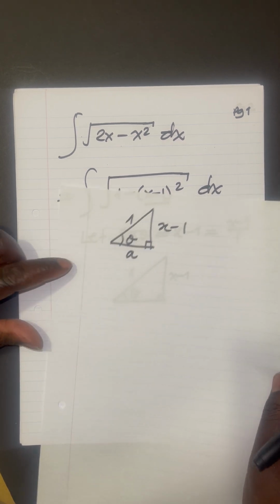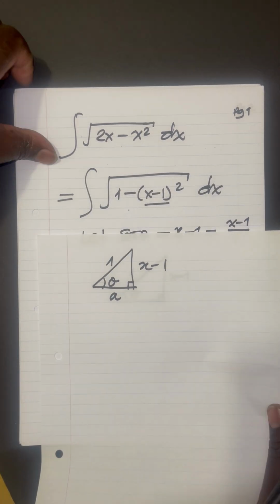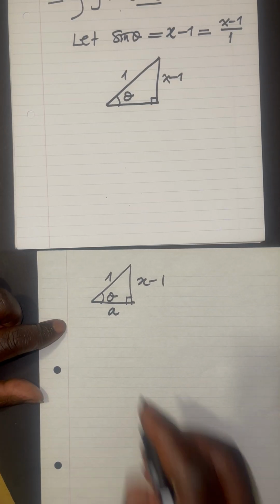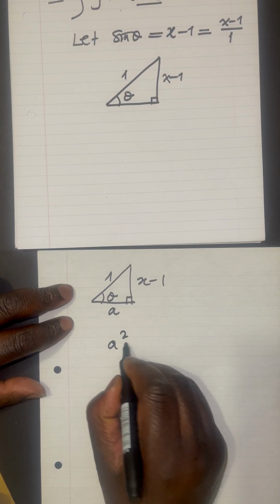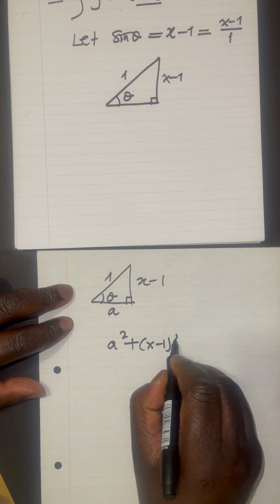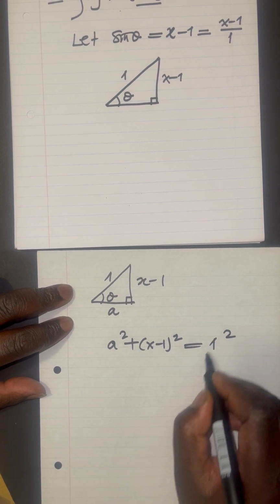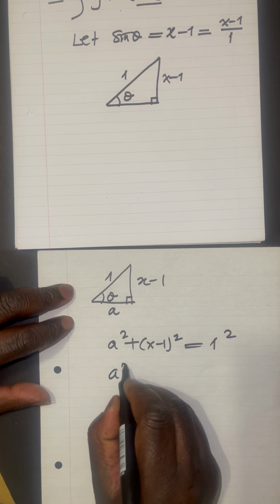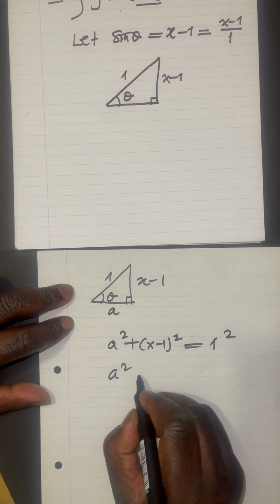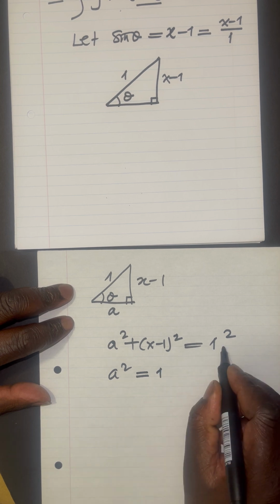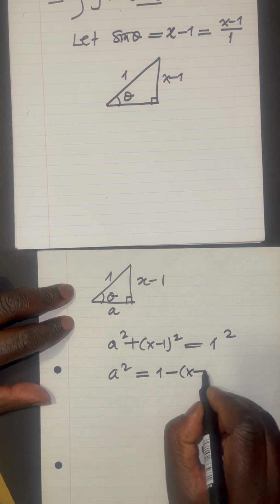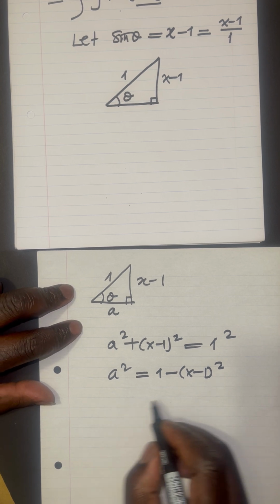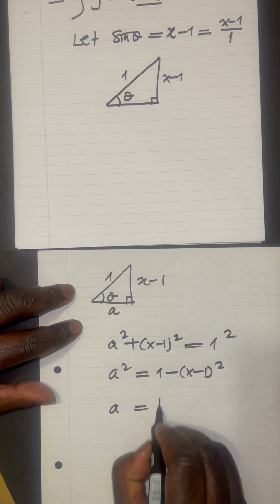So finding a requires us to use Pythagoras theorem. Let me just move this one up. So basically I'm saying a squared plus x minus 1 all squared, the answer is 1 squared. Pythagoras theorem, or theorem of Pythagoras. So a squared, this part here moving to the other side, you're going to get 1 when you square that, minus x minus 1 all squared. And if you agree with me, the value of a then is going to be the positive square root of this.